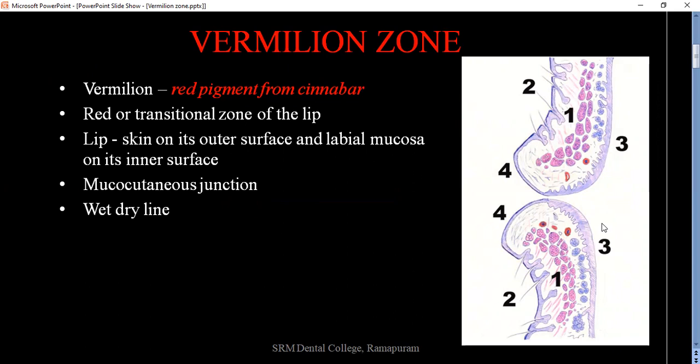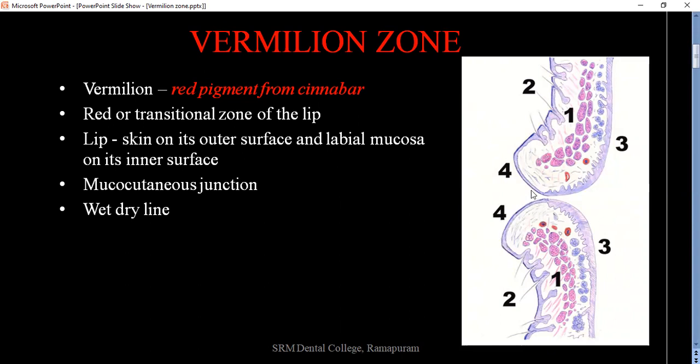Okay, please look at the diagram. See, this is the Vermilion zone. On the outer aspect of your Vermilion zone, you have the skin with the hair follicles. The inner aspect is the labial mucosa with the minor salivary glands. This is the upper lip, this is the lower lip. Here in the lower lip, you have the outer skin with the hair follicles, and this is the Vermilion zone and the inner labial mucosa with the minor salivary glands.